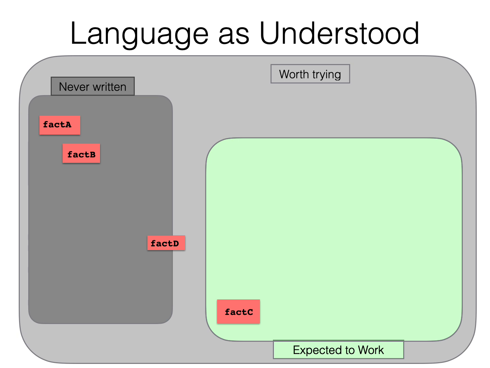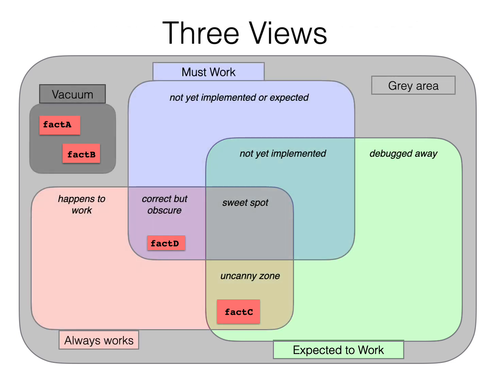And then there's finally the most important one, which is the language as understood by its users. So nobody wrote fact A and fact B. I think one person did write fact D. I don't remember. It's in the paper. But in any case, fact C is the one that everybody wrote expecting it to work. So this was the language as they understood it. They understood fact C to be a correct program. So you lay these three on top of each other, you get this very interesting Venn diagram.